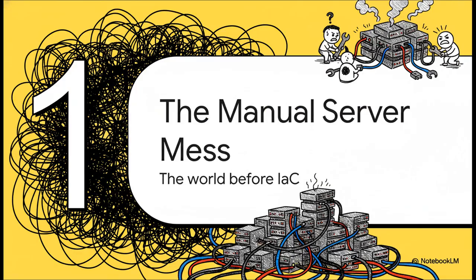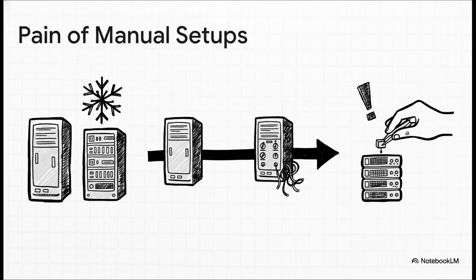To really get why IaC is such a big deal, we have to talk about the problem it solves. So let's take a quick trip back in time to the world before IaC, a little something I like to call the manual server mess. And believe me, the pain was very real. You'd always end up with these snowflake environments, where every single server is unique and just impossible to replicate perfectly. And then you've got configuration drift, which is the sneaky thing that happens over time. Little manual tweaks here and there cause your servers to slowly drift away from how they were originally set up. All this just means that every change is a manual risk and a recipe for human error.